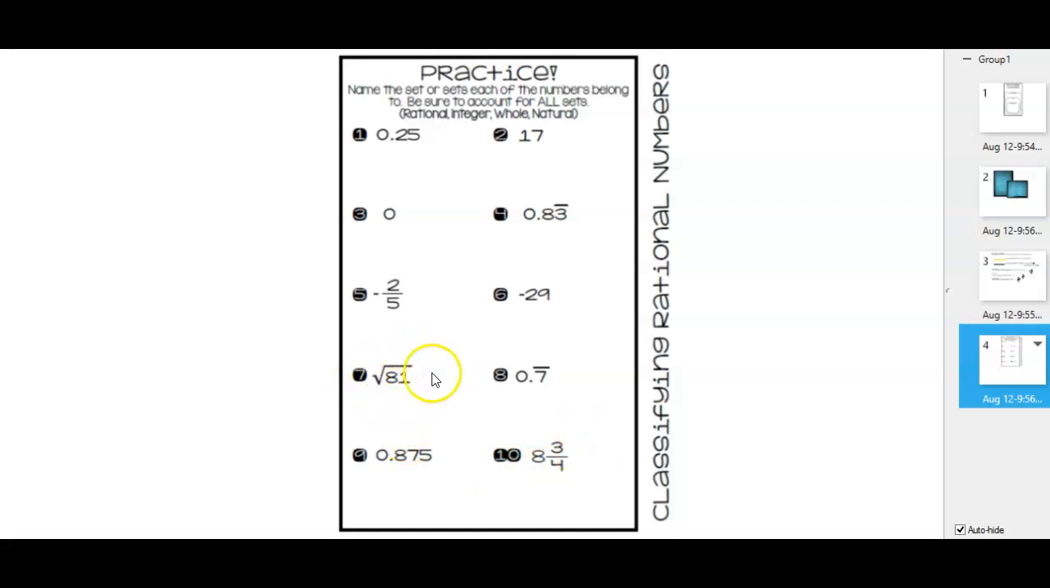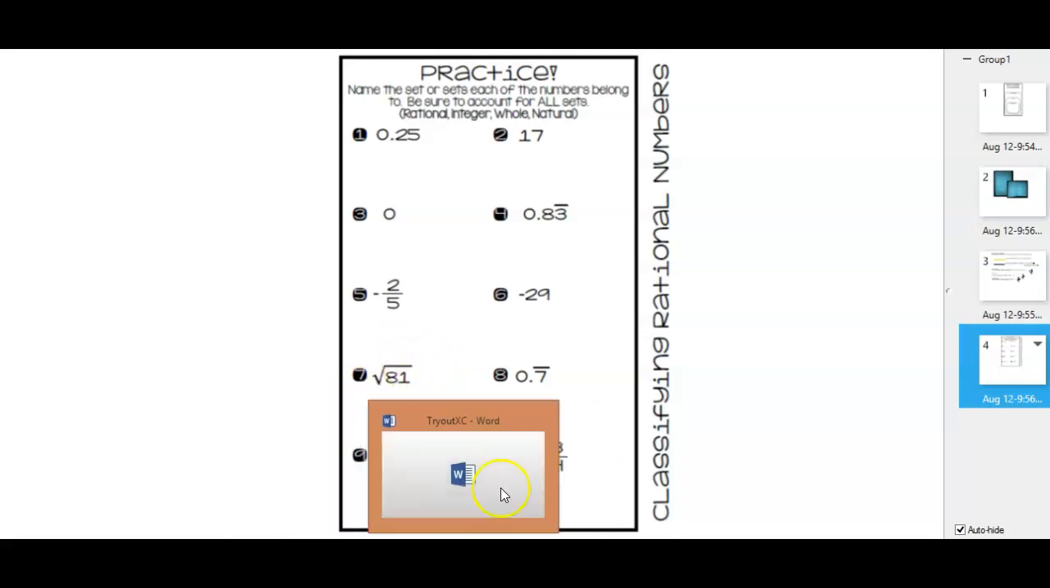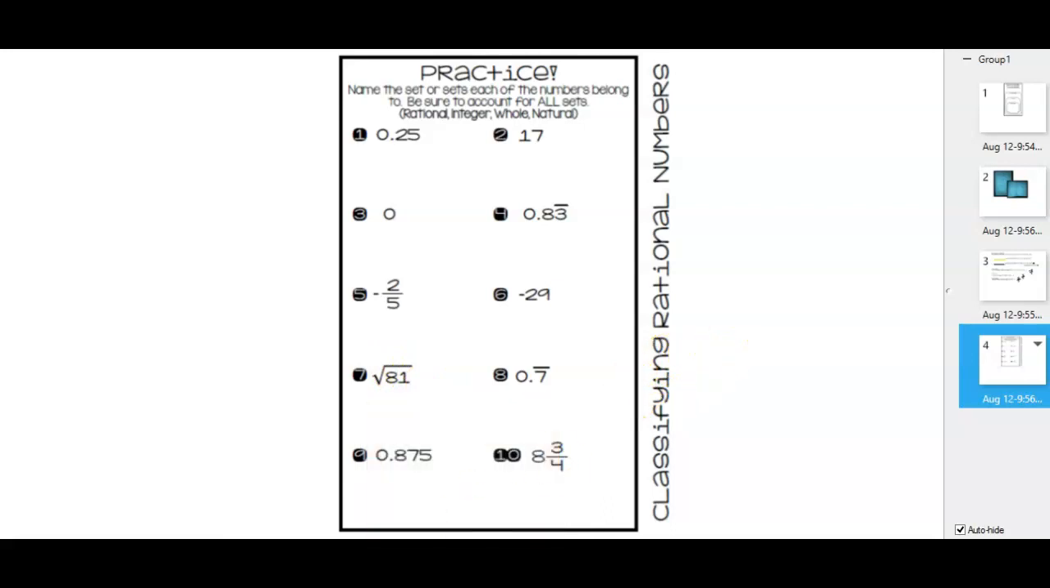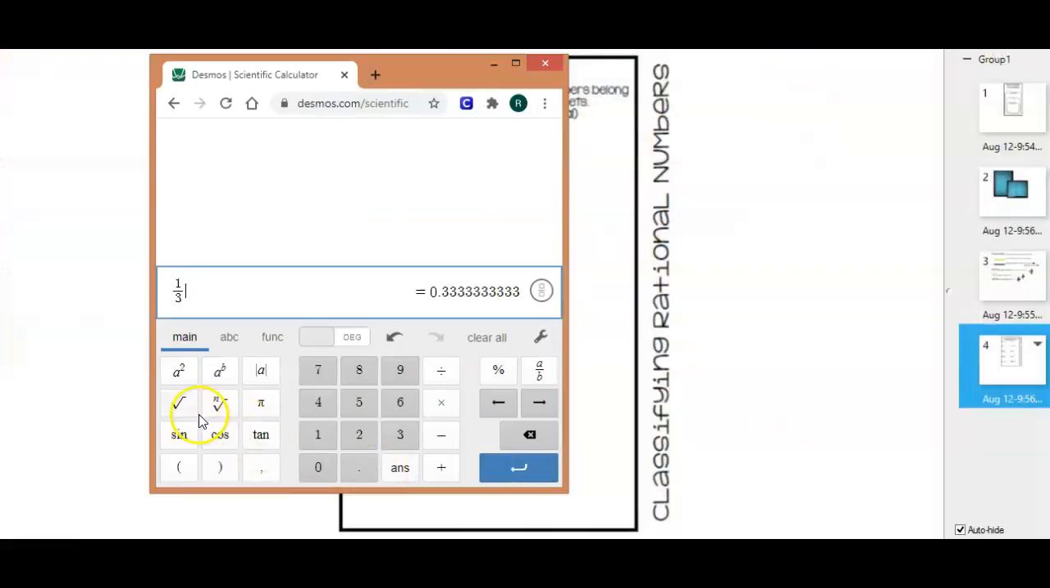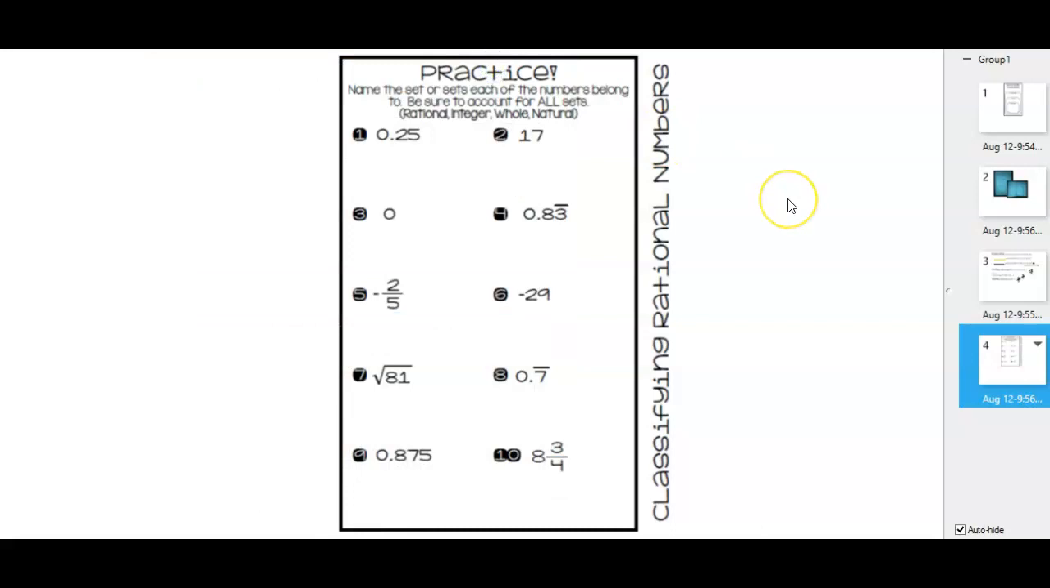But the only one we didn't talk about is this one, they call it a square root. You actually won't learn about square roots until you're in the 8th grade, but just to show you, there is a square root button on the Desmos calculator. So again, we'll answer all of your questions and talk about this practice session on the Zoom.